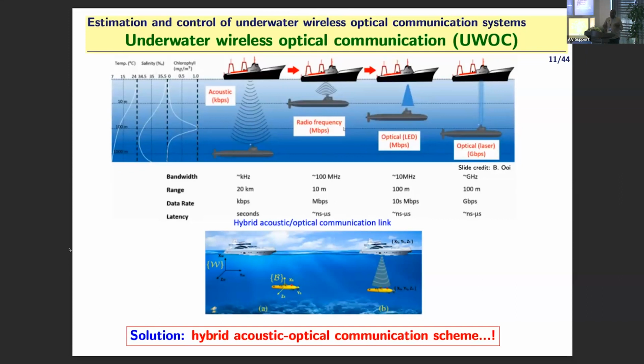So what we come up with as a solution is to build hybrid acoustic-optical communication links. Why is this hybrid important? Because of the range. We know that acoustic provides a large range, like kilometers, and the optical beam is also good in terms of bandwidth and data rate. So we think combining them will be very interesting, and we came up with this idea of bridging hybrid acoustic-optical communications.